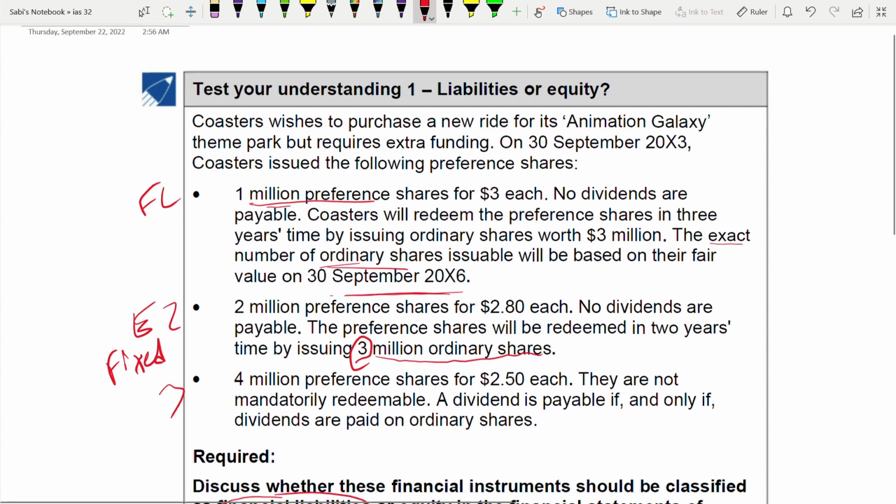Coming to the third. 4 million preference shares for 2.5 each. They are not mandatorily redeemable. A dividend is payable if and only if dividends are paid on ordinary shares. Tell me, is this here? The definition is not about a fixed number of shares or variable number of shares. Here it is about the obligation to pay dividend or not.